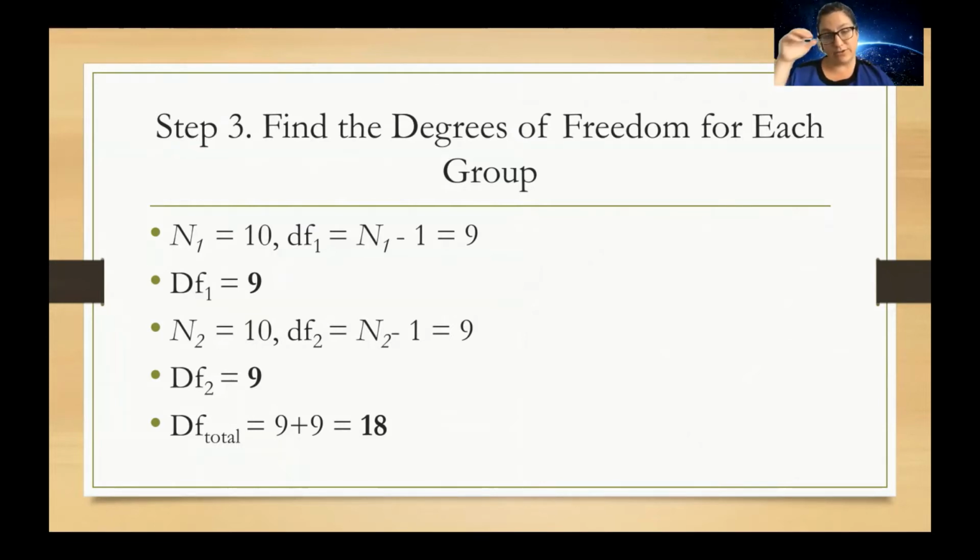Obviously, if you had different numbers of participants for each group, which may very well happen in real data collection, the degrees of freedom might vary, and that can change what you're doing here. So the degrees of freedom for each group is 9, and then the degrees of freedom total, which we're going to need later, is 18.